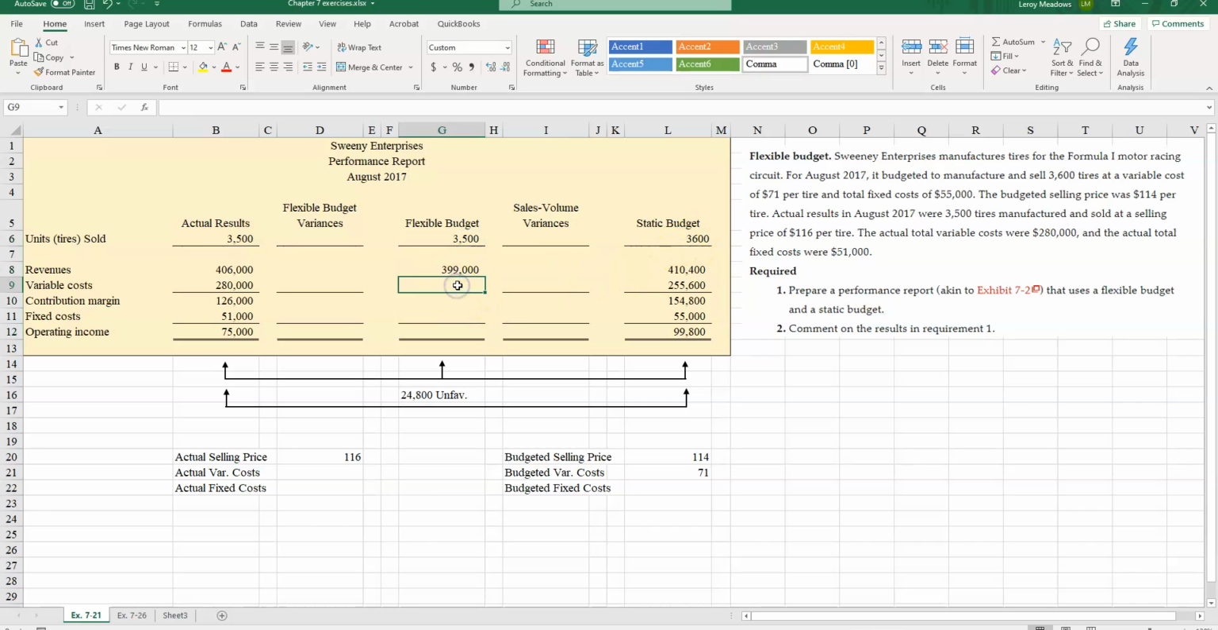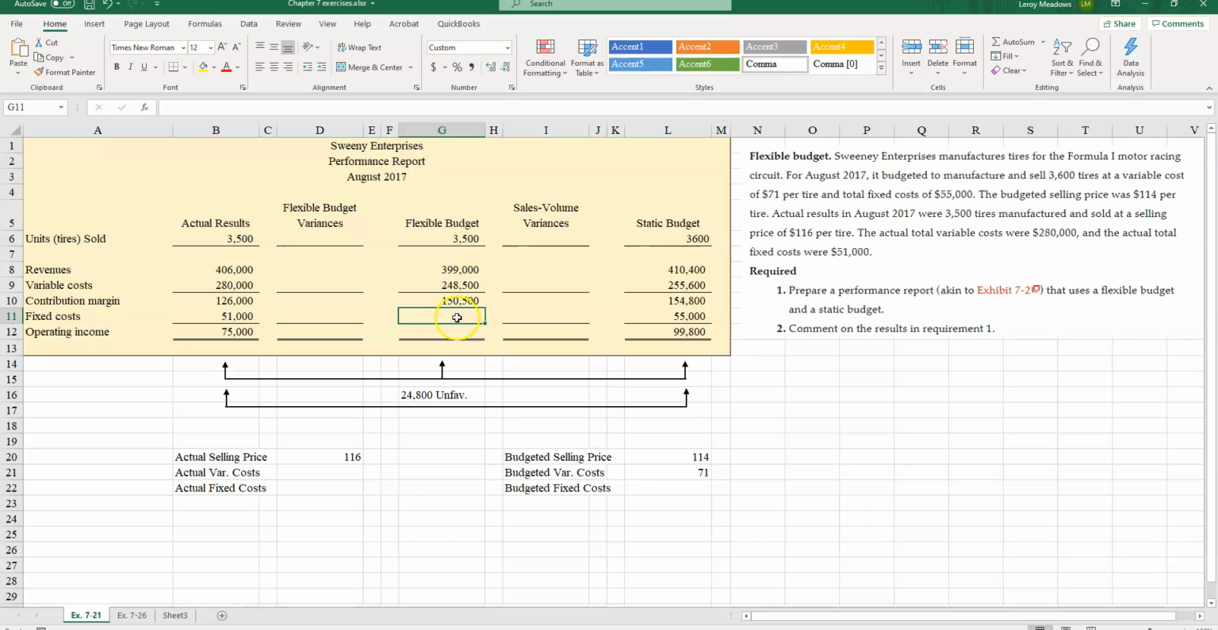So now what would I have predicted for variable costs if I knew I was only going to sell 3,500 tires and not 3,600? Well, I'm going to take the 3,500 tires that I sold and multiply that by my budgeted variable cost per unit of $71, and I would get a variable cost of $248,500. So my contribution margin then, I would have budgeted to be $150,500.